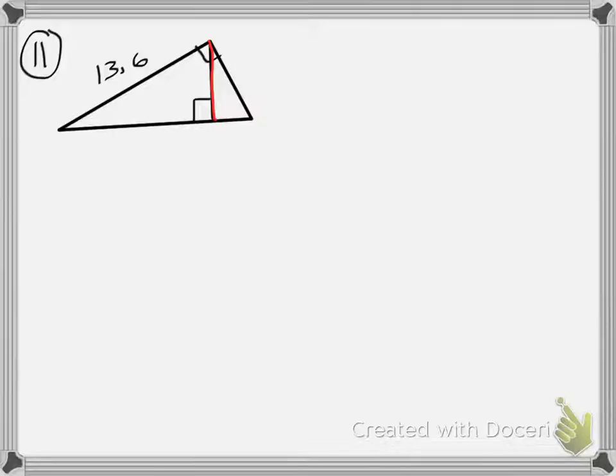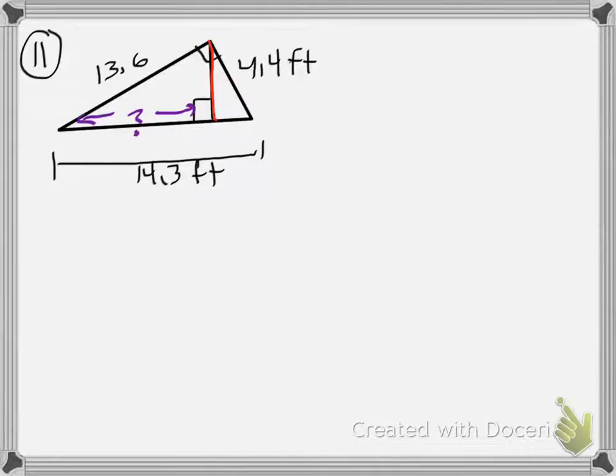So we've got some other sides here. This is 4.4 feet. And then this whole bottom, it's important that you realize it's the whole bottom, not any part of it, is 14.3 feet. So what I need is that red one. If I can get this piece from here to here, I can get the support. Let's call it X. I can get X.